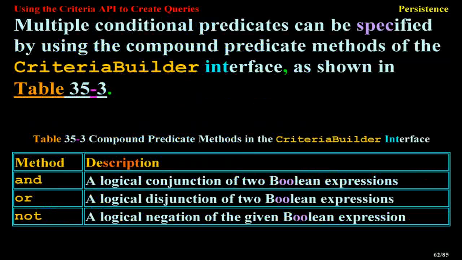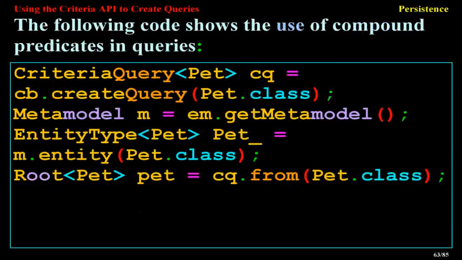Table 35-3, Compound Predicate Methods in the CriteriaBuilder Interface. Method: and, a logical conjunction of two Boolean expressions; or, a logical disjunction of two Boolean expressions; not, a logical negation of the given Boolean expression. The following code shows the use of compound predicates in queries.